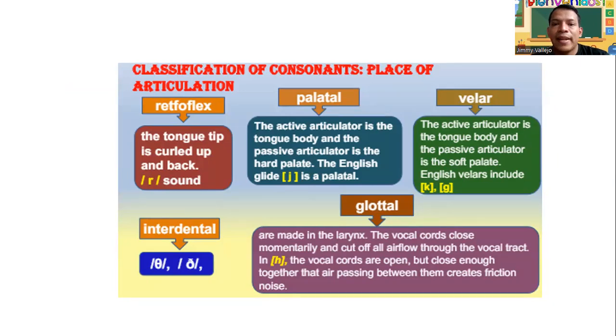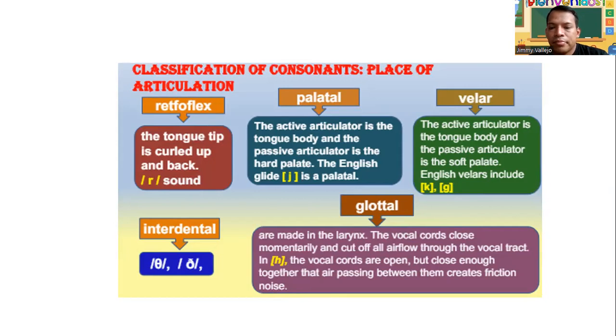Another one is palatal. The active articulator is the tongue body and the passive articulator is the hard palate. The English palatal sound is Y. The velar: the active articulator is the tongue body and the passive articulator is the soft palate. English velars include K and G, as you can see in the word global.